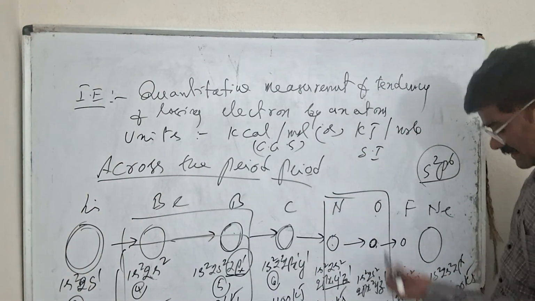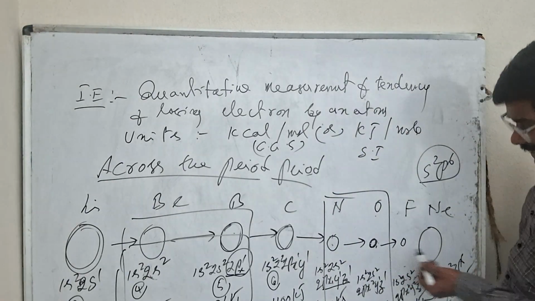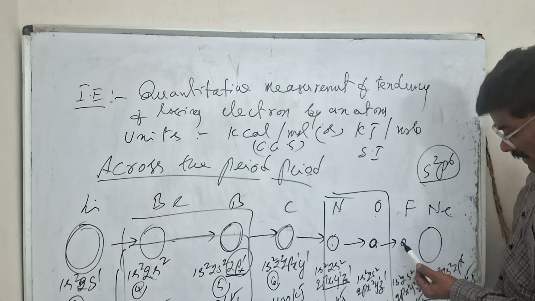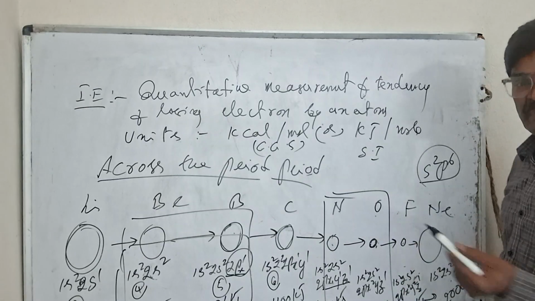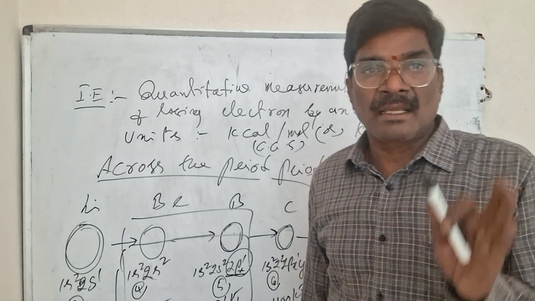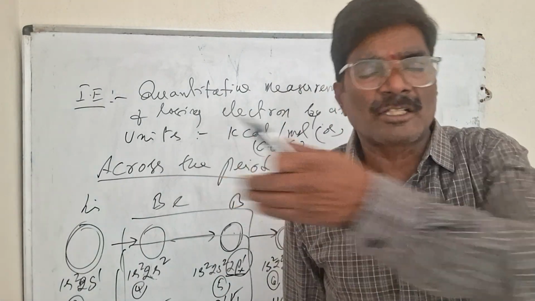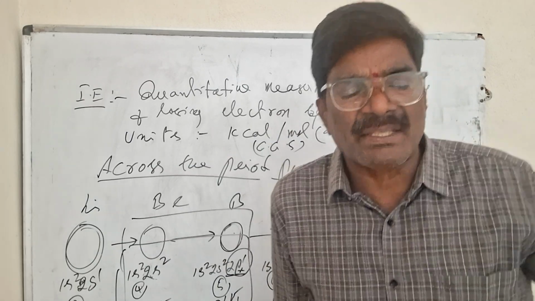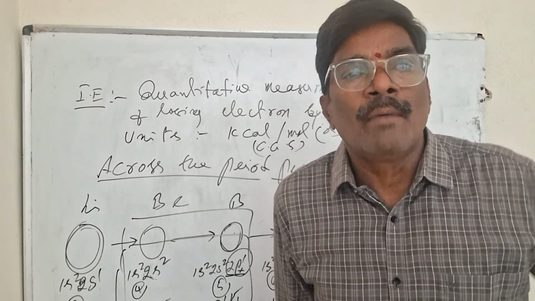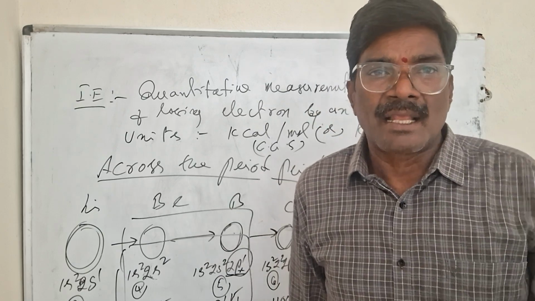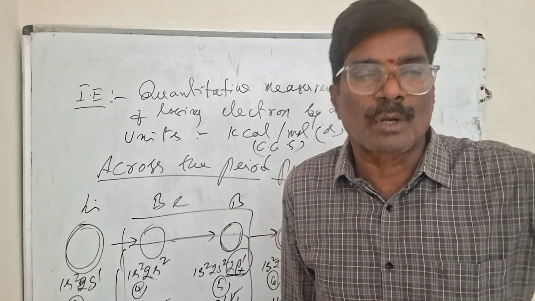Now, after this, here general trend only. Where fluorine to neon, general trend, but what is that? Inert gases will have the highest in every period, across the period. Every period ends with the highest IE value because they are all inert gases or stable gases, zero group elements.